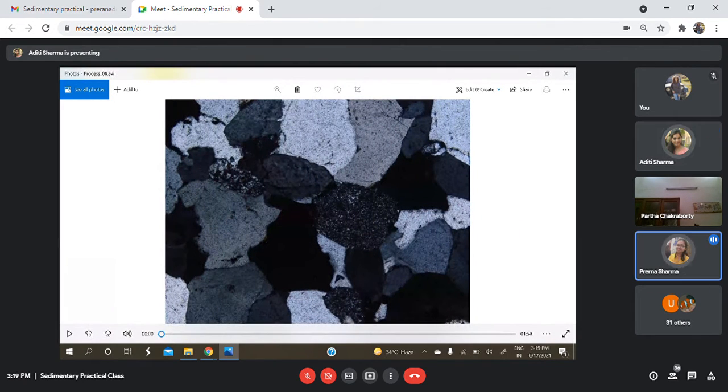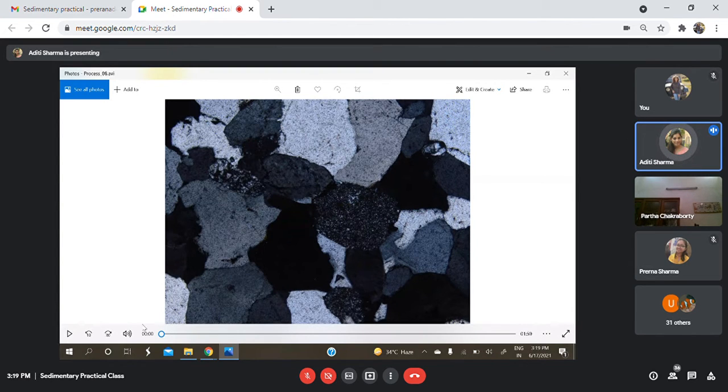So it will be lithic arenite, yes, because lithic fragments are higher in concentration. This is one lithic fragment, this is another, and this is another. So you will call it lithic arenite because it is basically quartz rich with a higher content of lithic fragments. Okay, this is the video.